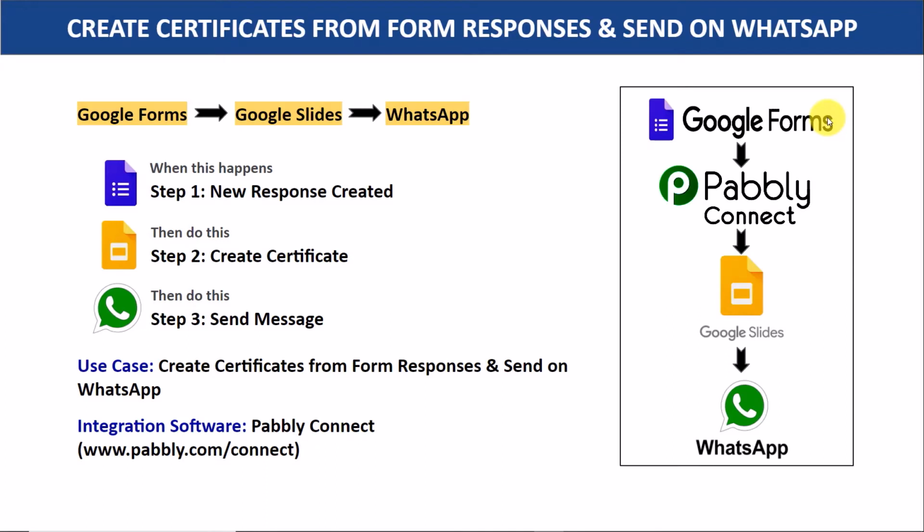So here you have two choices. The first choice is you can copy all the details of John from Google Forms, sort it out, build a certificate from Google Slide, and send it manually on WhatsApp. The problem with this approach is it's actually very repetitive and tiresome. So I suggest that you bring in some automation so that when a new response is created in Google Forms, it will automatically create a certificate and send it as a message on WhatsApp.